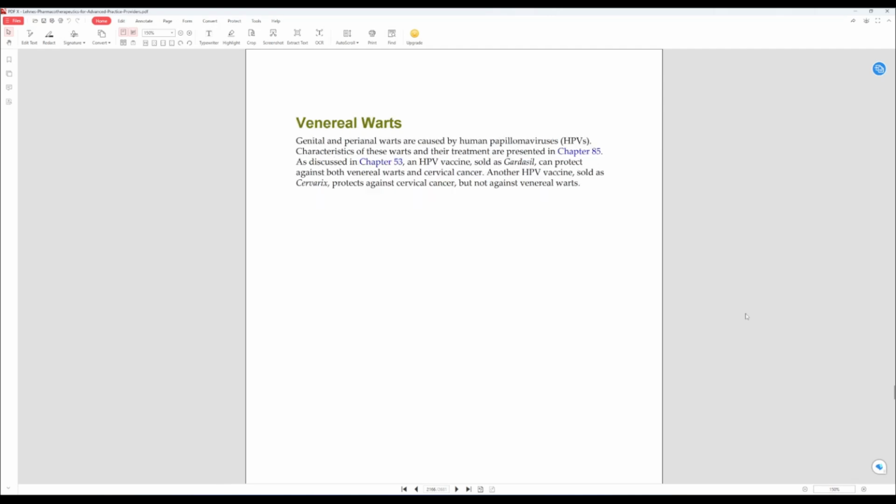Venereal warts. Genital and perianal warts are caused by human papillomavirus, or HPVs. Characteristics of these warts and their treatment are presented in Chapter 85. As discussed in Chapter 53, the HPV vaccine, sold as Gardasil, can help protect against both venereal warts and cervical cancers. Another HPV vaccine, sold as Cervarix, protects against cervical cancers, but again, not against venereal warts.